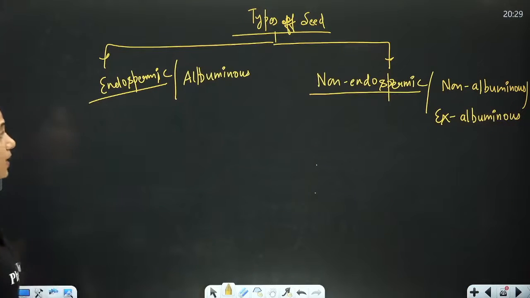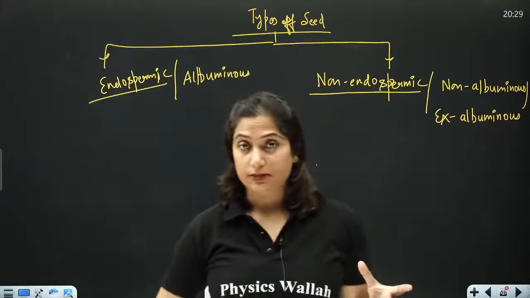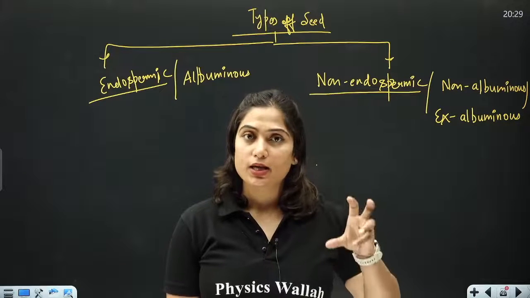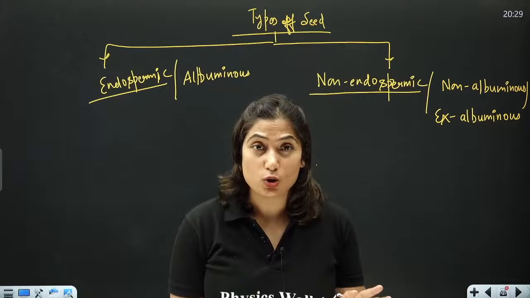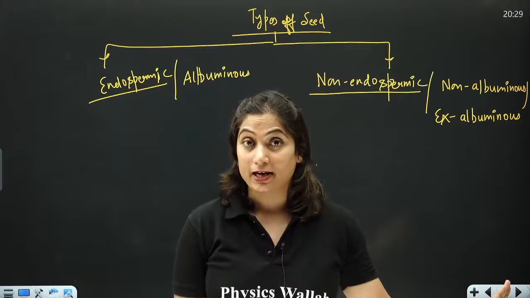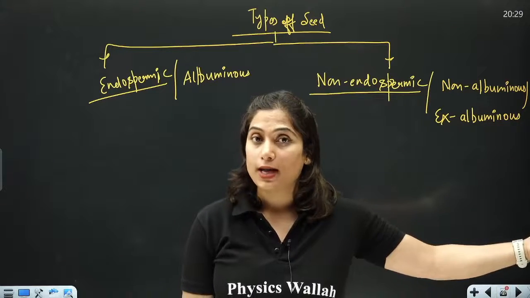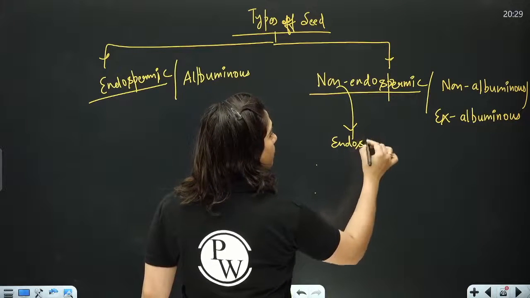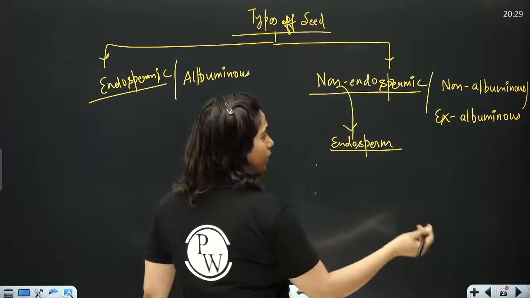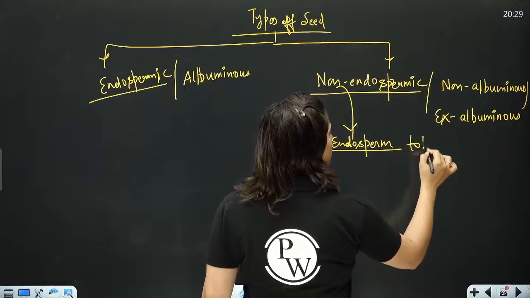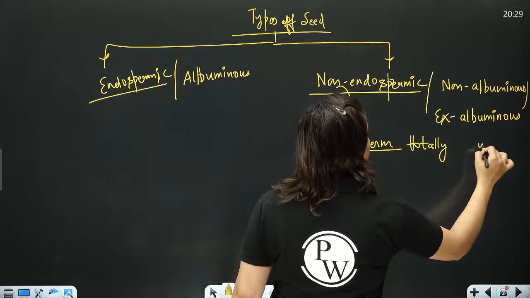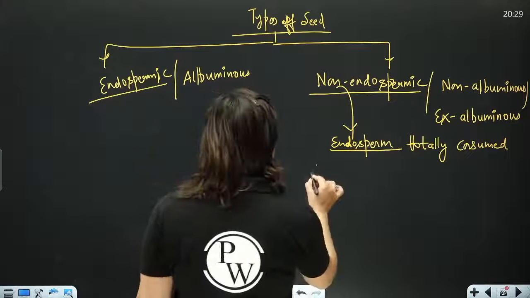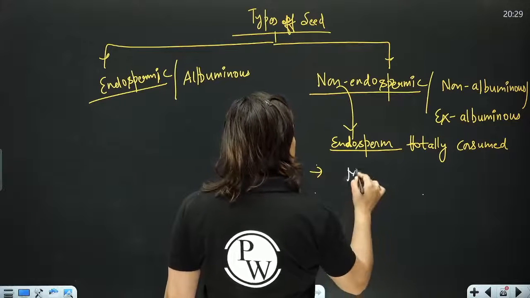Or ex-albuminous. Okay. So what happens, beta, is that when the embryo grows inside the seed, if the endosperm is totally consumed by the embryo and it is not present in the seed later on, then the seed is called a non-endospermic seed. And non-endospermic seed is mostly seen in dicots.